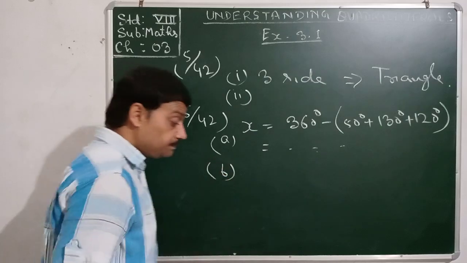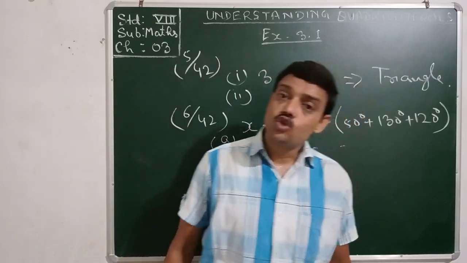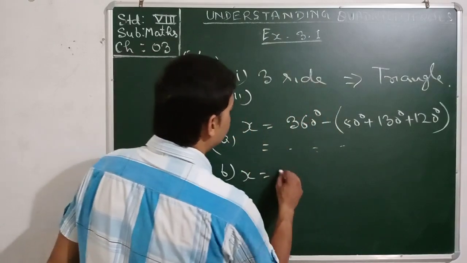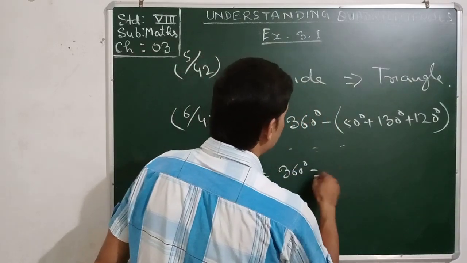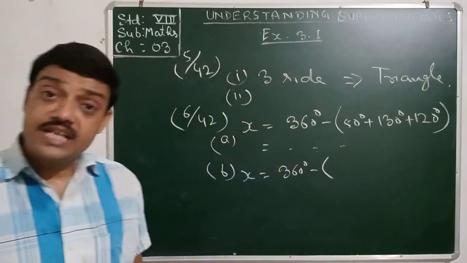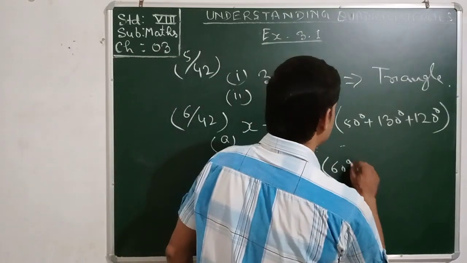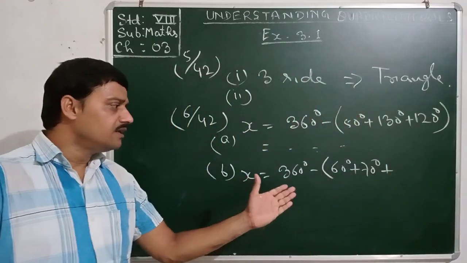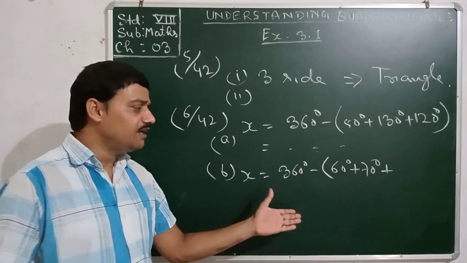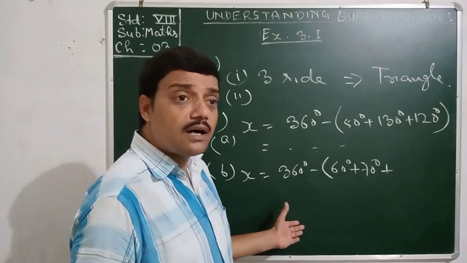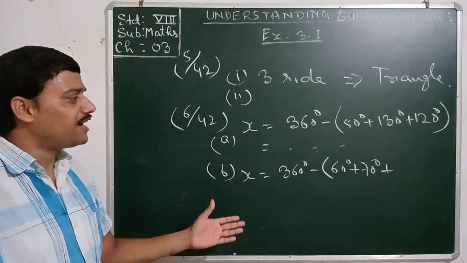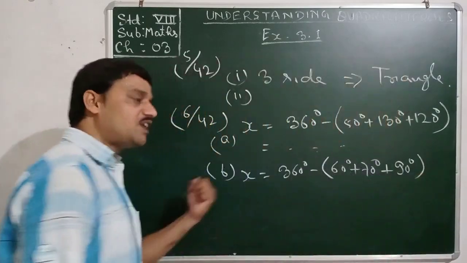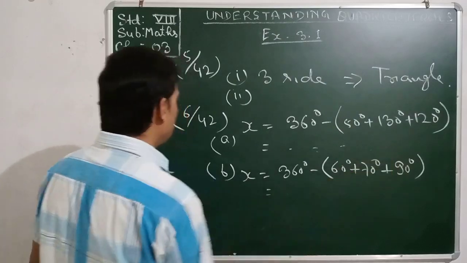For the B number, 2 measures are given. One is a right angle. So x will be here 360 degrees minus 60 and 70 degrees, which are given there. But if one part is a right angle, then of course the supplementary of a right angle is also a right angle. This angle is also 90 degrees. Now find out, you will get the value of x.